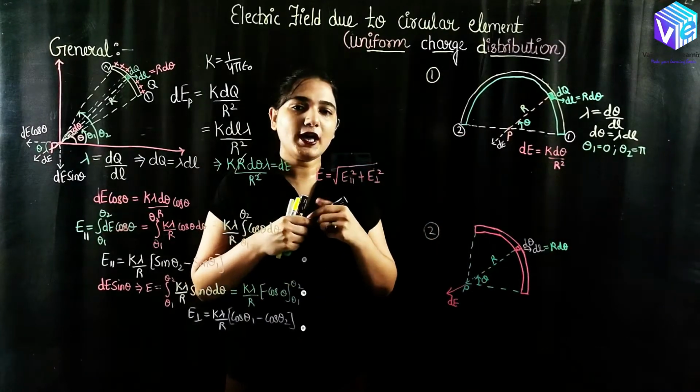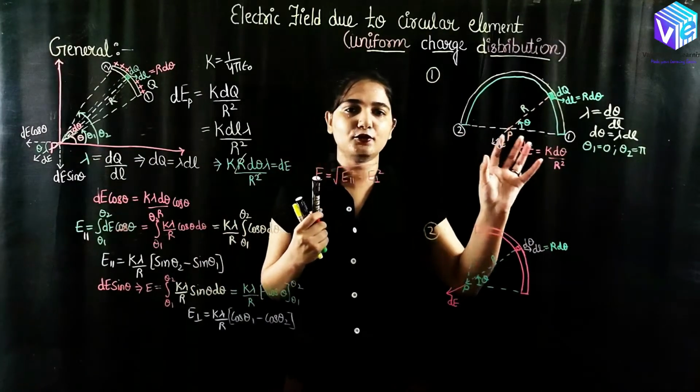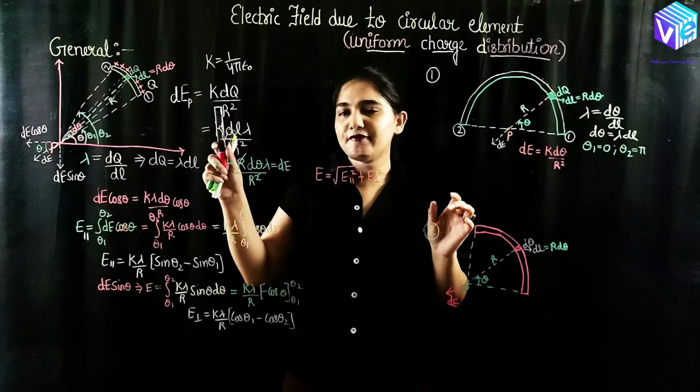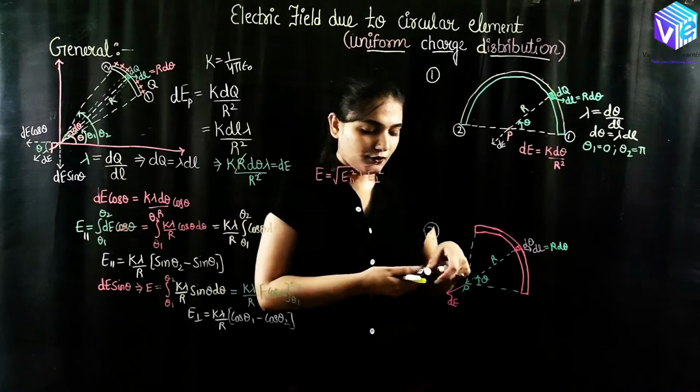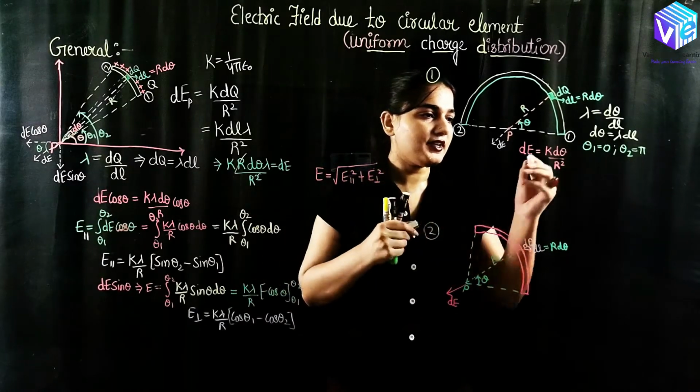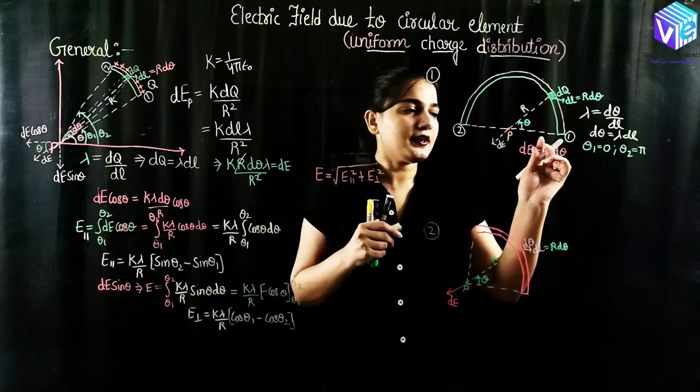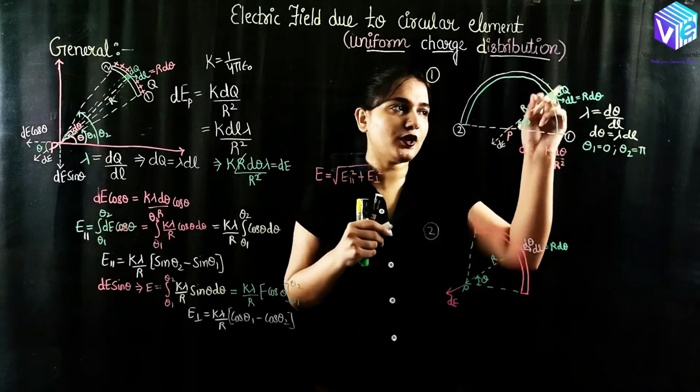Okay, so first of all I will be telling you how we can find out the electric field with the same formula that we have derived here. Then I will be telling you the short trick. So here you can see we have again taken d theta here. So it is the electric field due to the point charge.